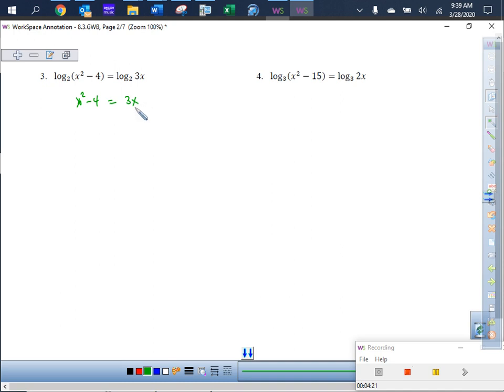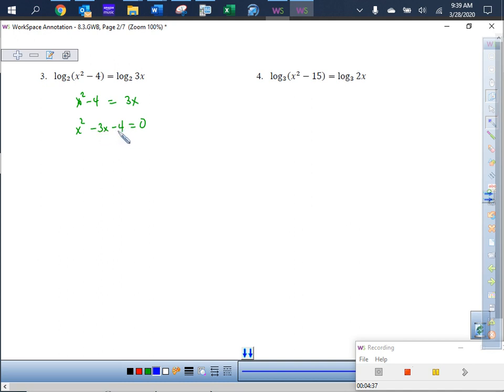To solve this, we usually like to get it equal to 0 and see if we can factor. So I'm going to keep the number in front of x squared positive, subtract the 3x over, and get this equal to 0. Most of these will be easily factorable because the a is 1 and we've designed it so they are factorable. If they're not factorable, you either complete the square or use the quadratic formula.